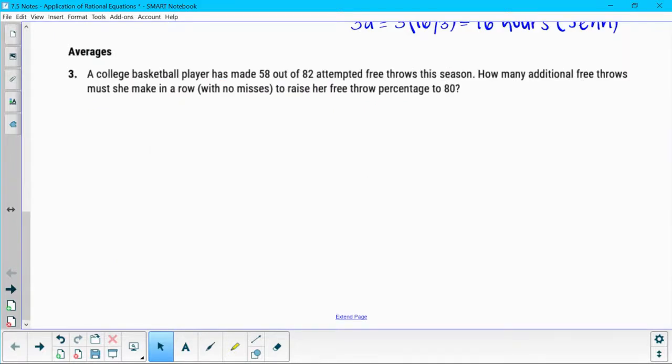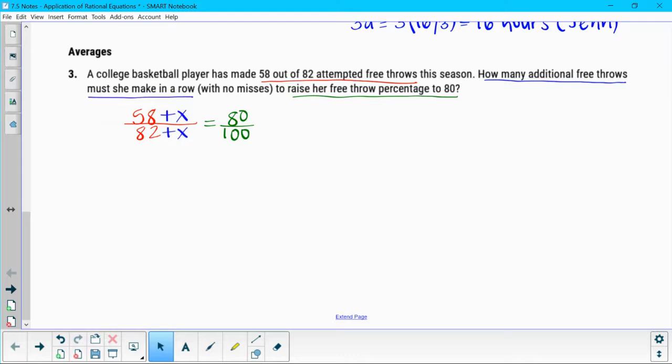Another type of problem that you may encounter is a problem of averages, where we want to increase values in the numerator and denominator to reach a certain percentage. So a college basketball player has made 58 out of 82 attempted free throws this season. How many additional free throws must she make in a row with no misses to raise her free throw percentage to 80? So she's trying to get 80 out of 100. That's the percent she wants. And she needs to make additional free throws in order to do that.